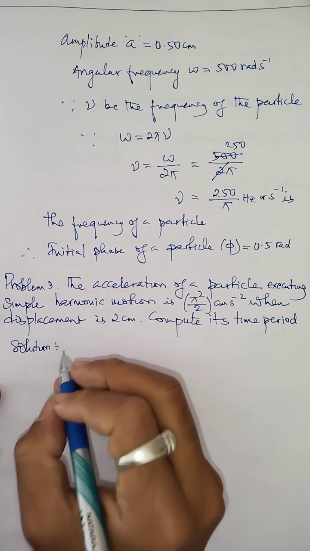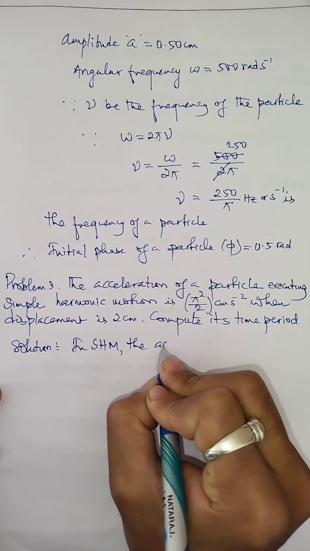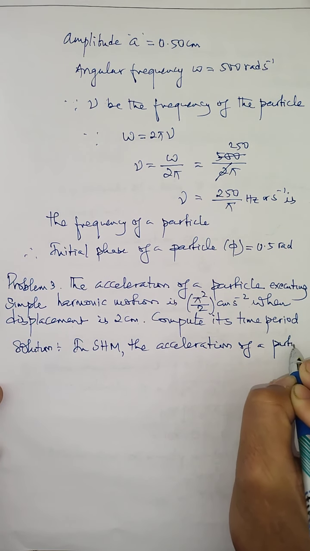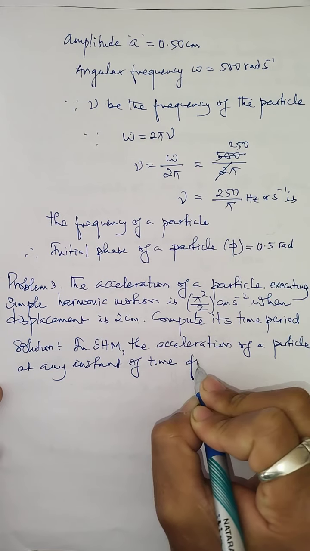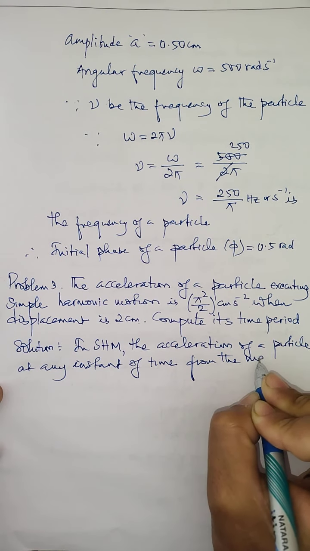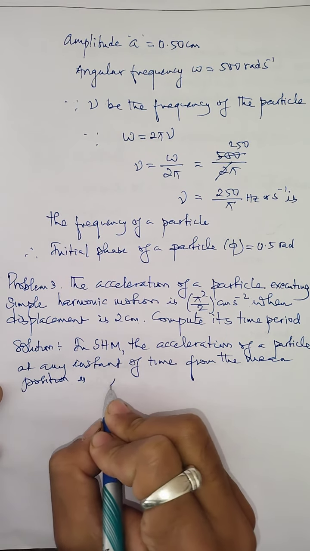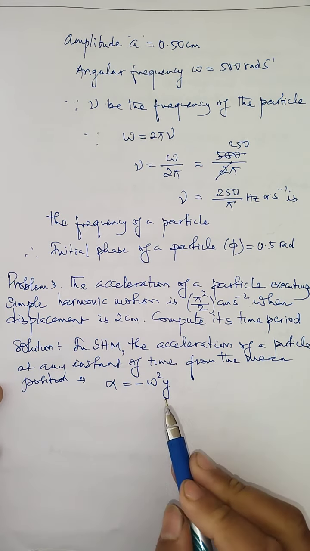So in simple harmonic motion, SHM, the acceleration of a particle at any instant of time, from the mean position, is given by the relation alpha equals minus omega square y. Here y is the displacement.